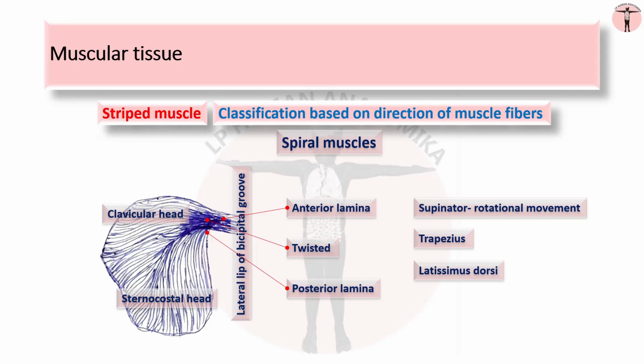The clavicular head of pectoralis major forms the anterior lamina and the sternocostal head is twisted from the lower margin of U to form the posterior lamina. Such spiral arrangements bring the proximal and distal attachments of muscle into the same plane. In supinator muscle, the spiral course imparts rotational movement to the radius.